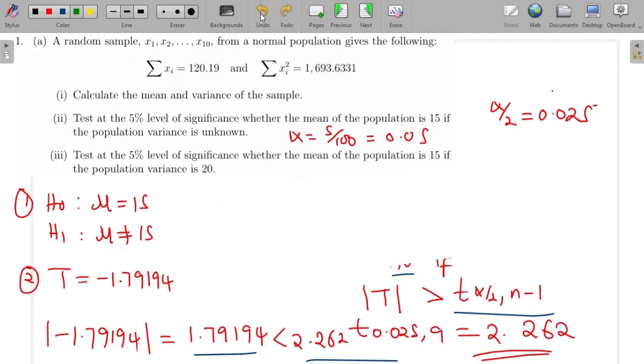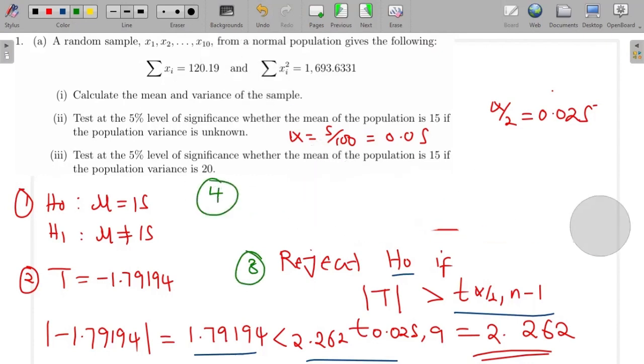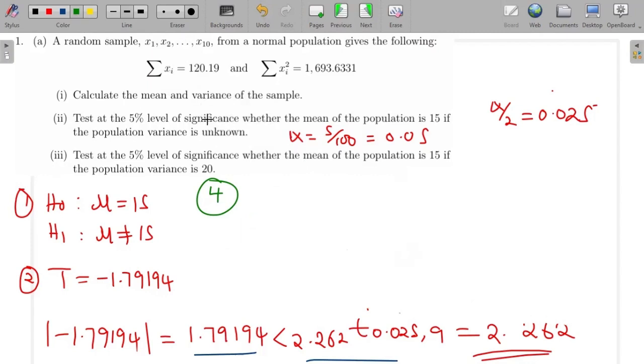Okay, so part 3 was writing this rejection region. This was number 3. And then part 4, now I'm going to write it here, which will just be the conclusion based on whatever we've done there. So I'm going to say we fail to reject H naught. Okay, why do we fail to reject H naught? Because the modulus of the observed value is less than the t at 0.025 level of significance and then comma 9 degrees of freedom. Okay, so we fail to reject H naught.